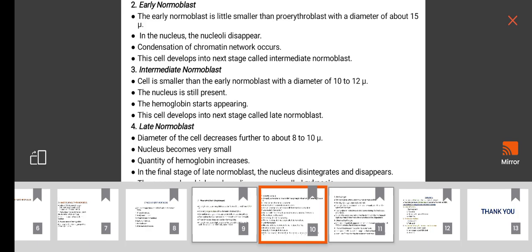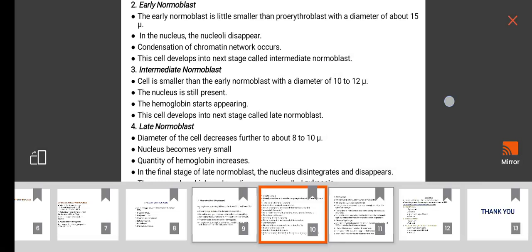The early normoblast is a little bit smaller than the pro-erythroblast with a diameter of about 15 micron. The pro-erythroblast is about 20 micron, and now it becomes 15 micron. And in the nucleus, now the nucleoli disappear. The condensation of the chromatin network occurs in this early normoblast stage. This cell develops into the next stage called intermediate normoblast.